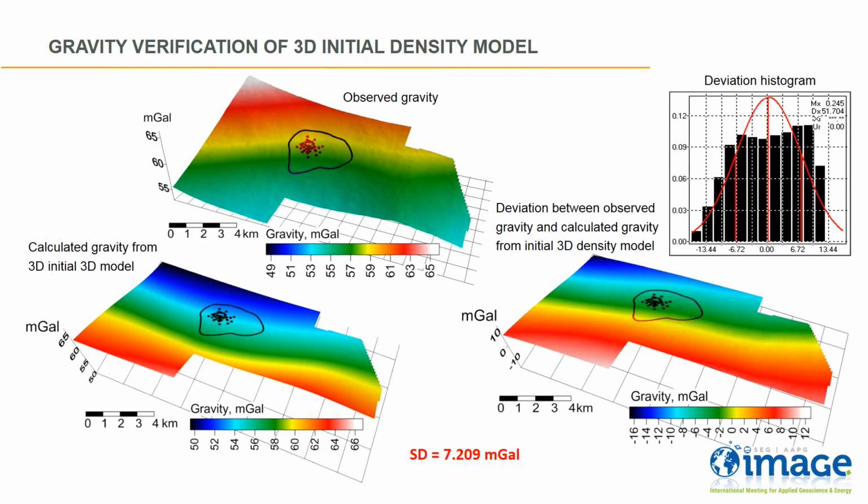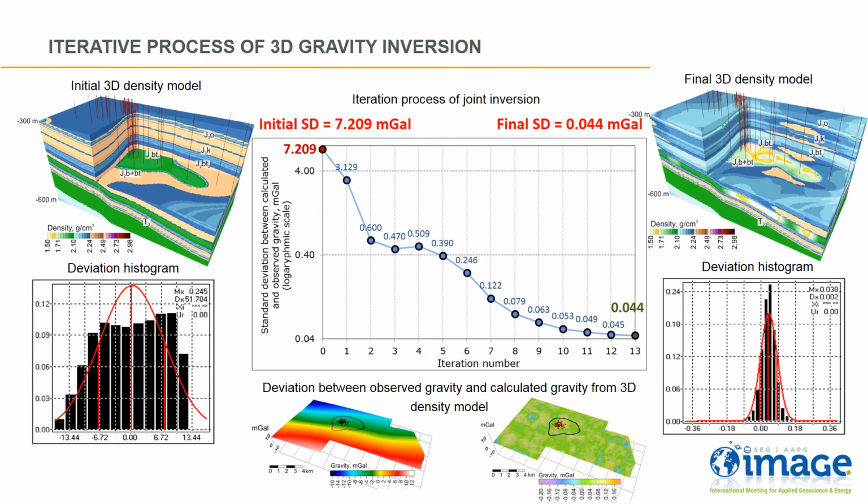The next stage was joint inversion. The 3D density model was refined by joint full depth 3D linear inversion of the surface gravity field and well data. The standard deviation between observed and calculated gravity fields for the final 3D density model was 44 microgal. Regarding the gravity field, the initial 3D density model was improved 164 times.